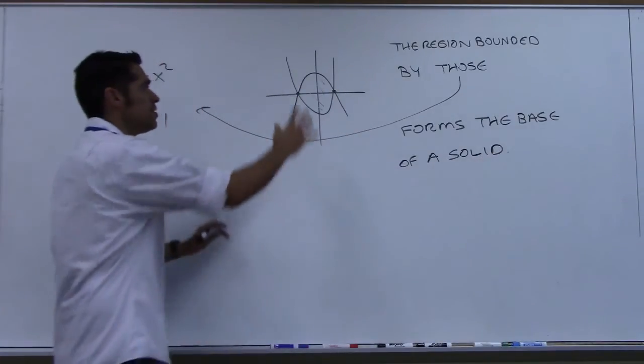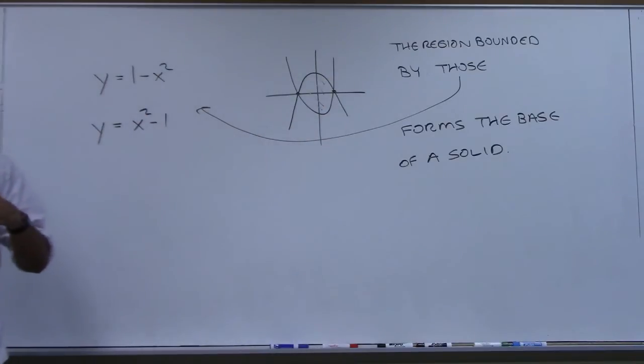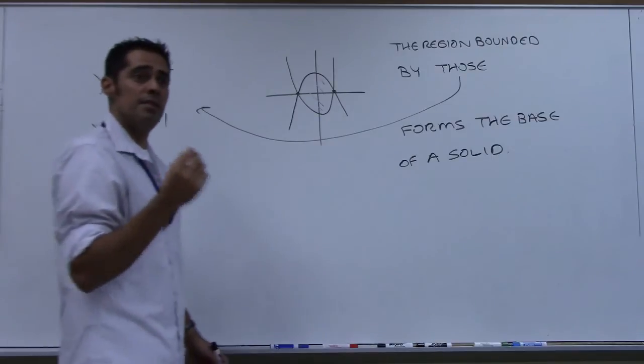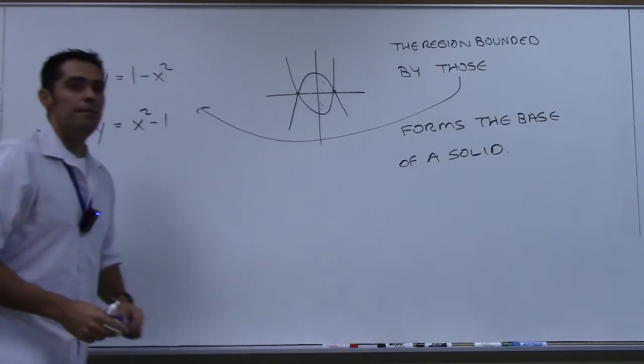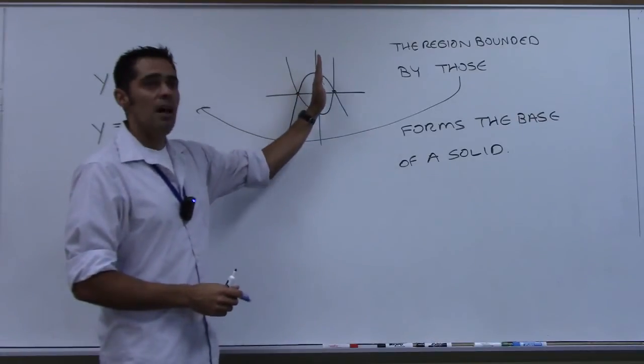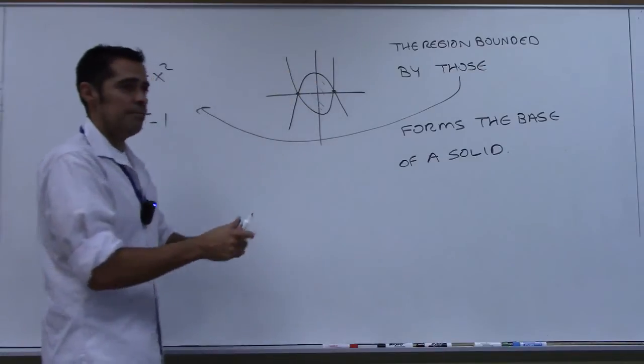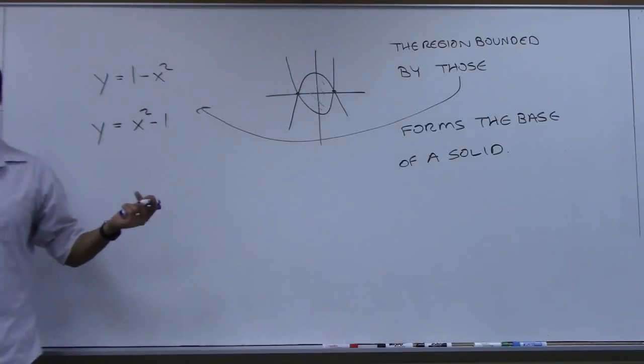So above this region is some solid object, okay? Now let me give you some characteristics of this solid object. If you take a cross-section of this solid, does everyone see there's a solid sticking out at us right here? It could be a lot of different shapes, couldn't it?